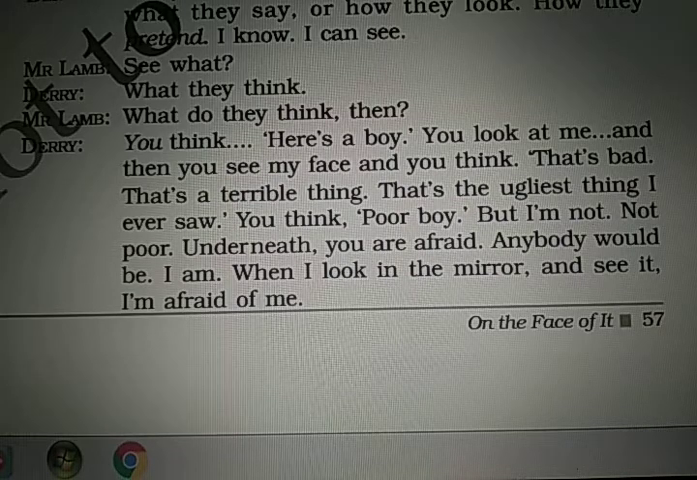Daddy then tells what people think. He says, as now you have seen me, you might be thinking about me. Here is a boy, you look at me and see my face and you think, that is bad, that is a terrible thing, the ugliest thing I have ever seen. You would think, poor boy. But I am not a poor boy. Underneath you are afraid, and in your heart you are afraid of me. Anybody may be afraid of my face. I myself am afraid of my face. When I look in the mirror and see it, I am afraid of me.